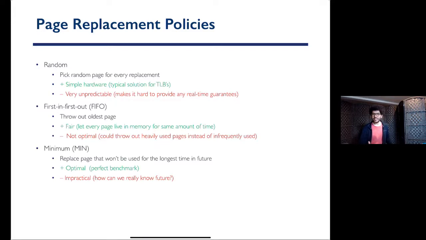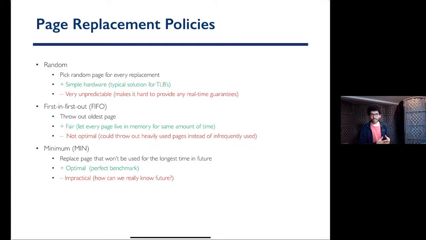Now, what is optimal? If we really want to pick the best page to be evicted, what would that page be? So this is what MIN would do. MIN is a policy that picks the page that will be accessed the longest in the future. So let's assume that I know the future. I know all the accesses in the future. If I know that, then I'm going to see which page will be accessed the furthest in the future.